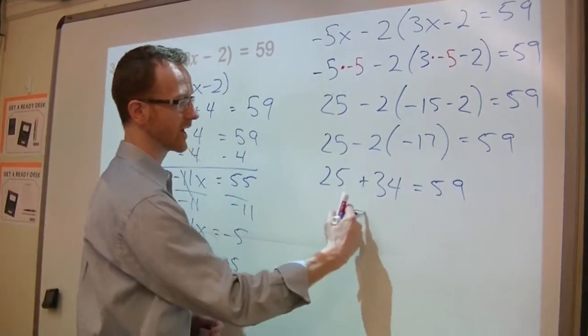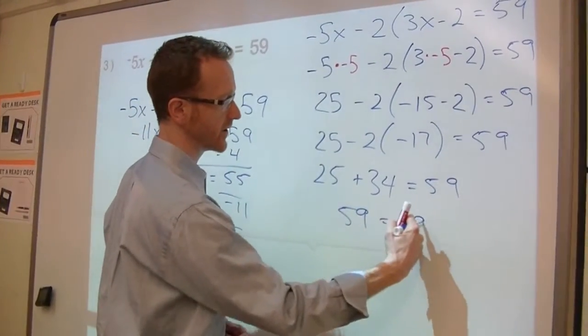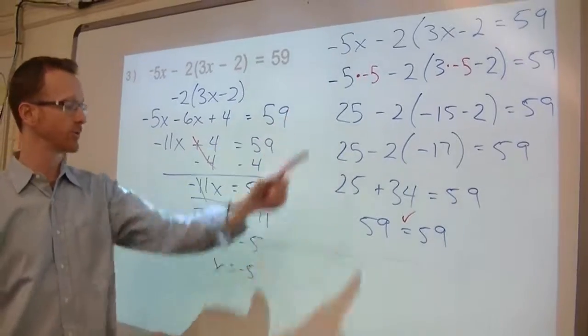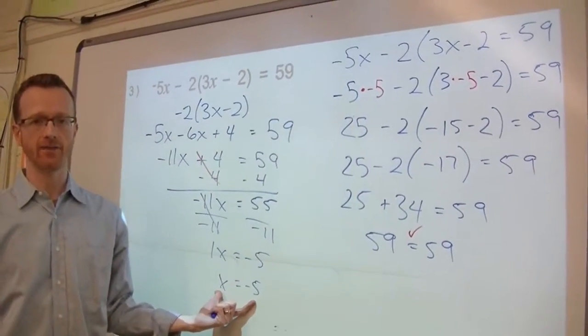And when I add these two together, I get 59. So I know, yep, we got it right. 59 equals 59, and that's your proof that x equals negative 5.